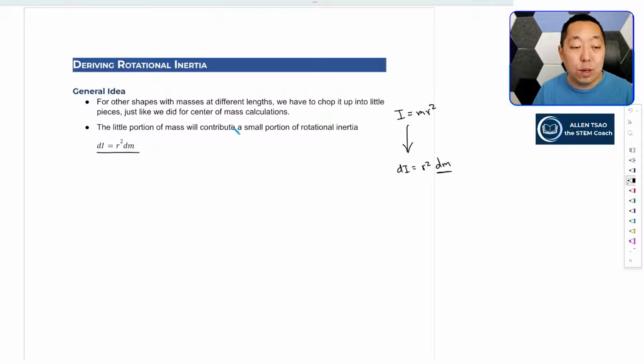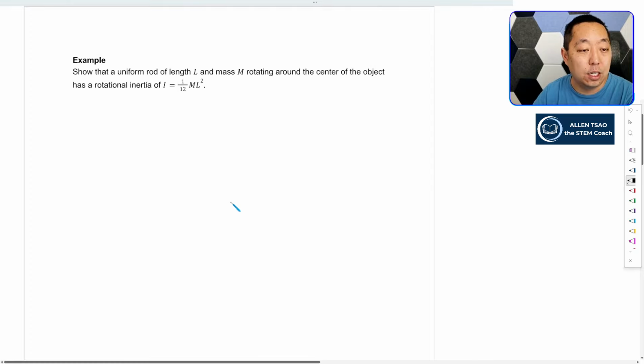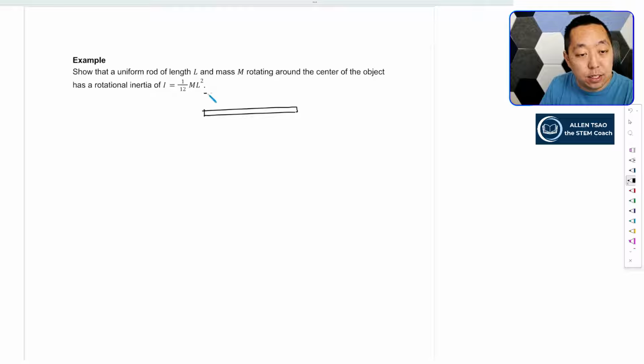Very similar to the way we did center of mass, where we chopped it up into little pieces to calculate it, we're going to do the same thing here for calculating rotational inertia for objects. So let's take a look at this. We have a uniform rod of length L and mass m, rotating around the center of the object. Let's show that the rotational inertia is true. We gave it to you in AP Physics 1, but now you have to understand why it is true.